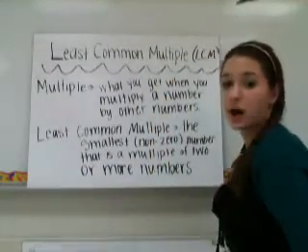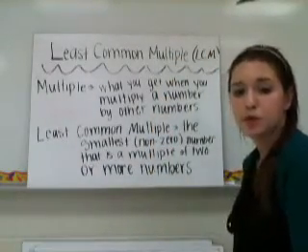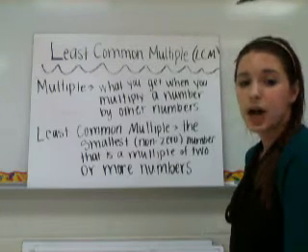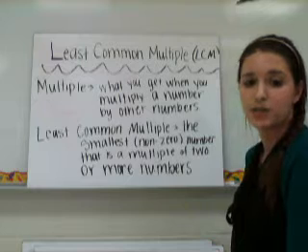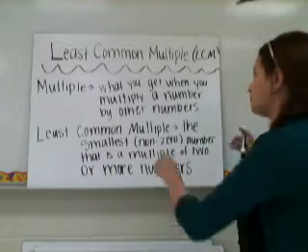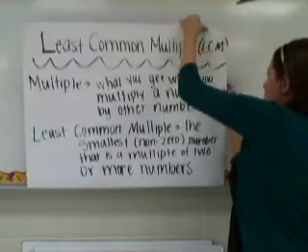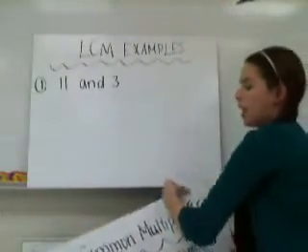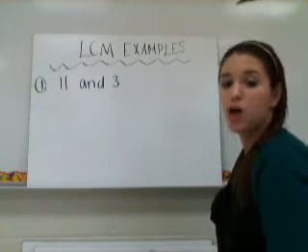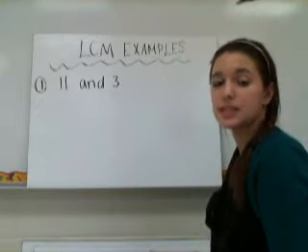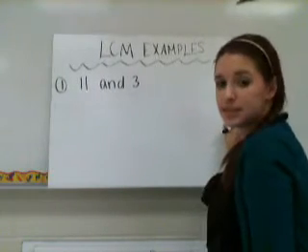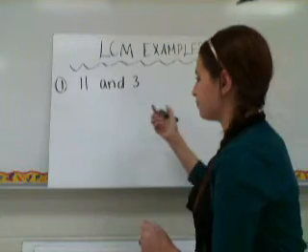Let's talk about least common multiple. A multiple is what you get when you multiply a number by other numbers. The least common multiple is the smallest non-zero number that is a multiple of two or more numbers. I'm going to show you two ways to find the least common multiple. The first way we do is to list out your multiples. So I'm going to go ahead and list the multiples of 11 and 3.